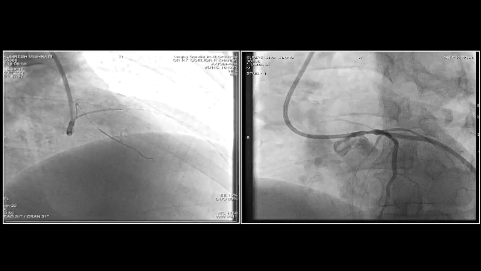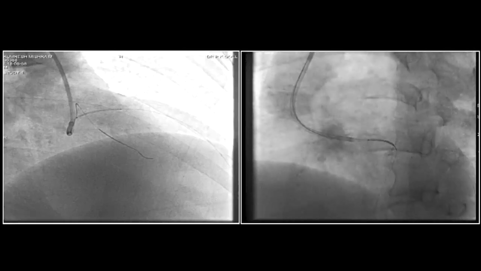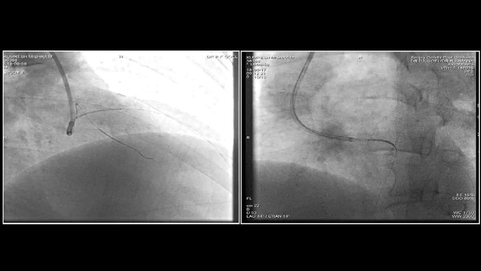Yeah, that's right. If you see the LAO cranial, I think the best view is LAO cranial for the ostium of left main. Now only the... Yes, best. Both the views, please.